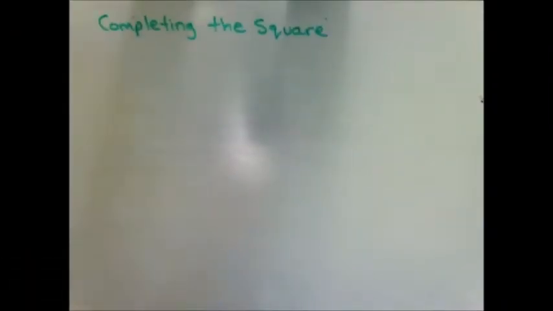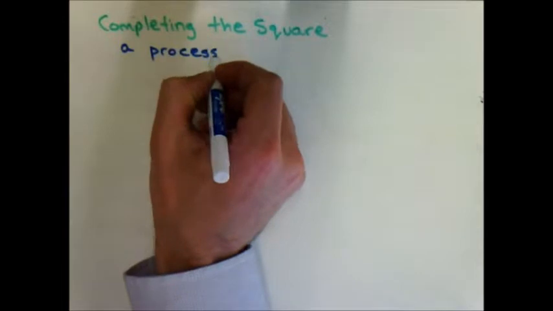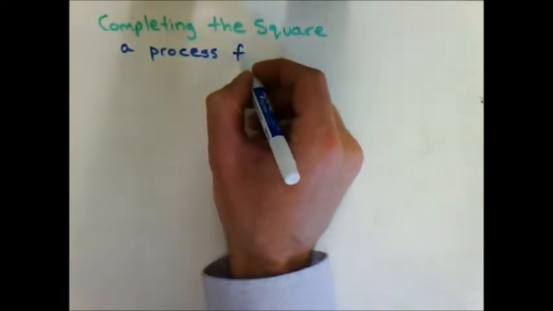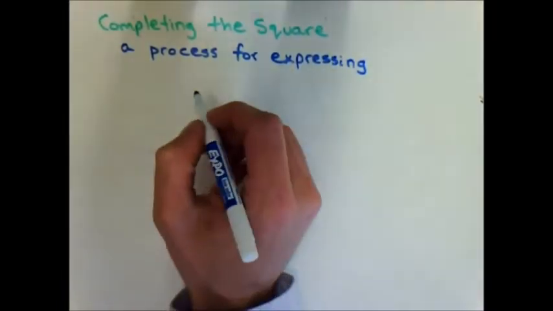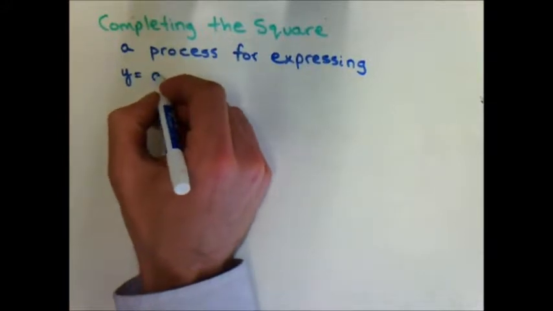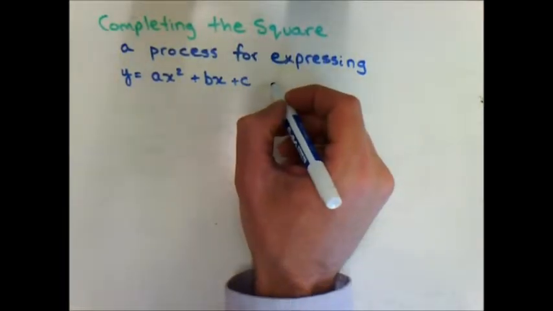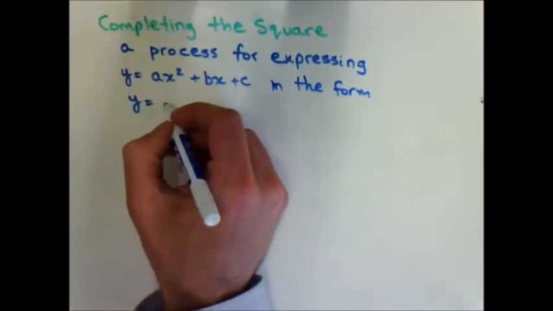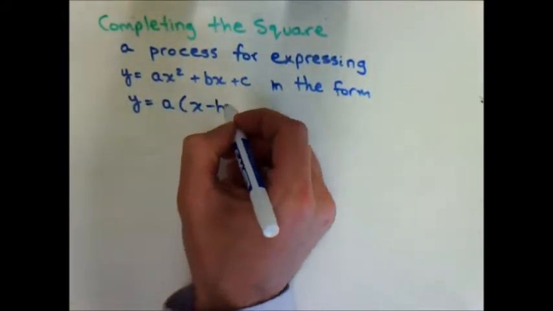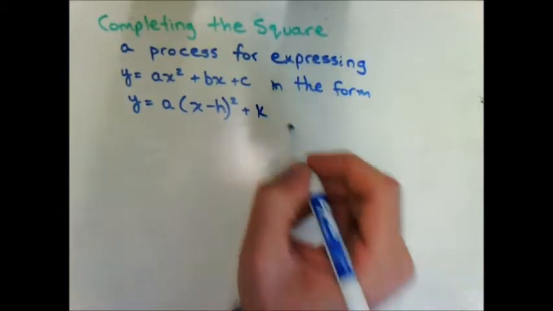So our goal in getting from standard form to factored form is called completing the square. A definition for completing the square is a process for expressing y equals ax squared plus bx plus c in the form y equals a(x minus h) squared, that's our completed square, plus k.